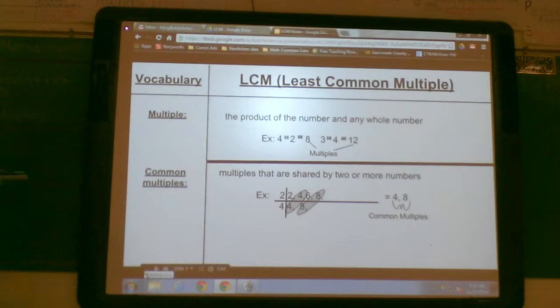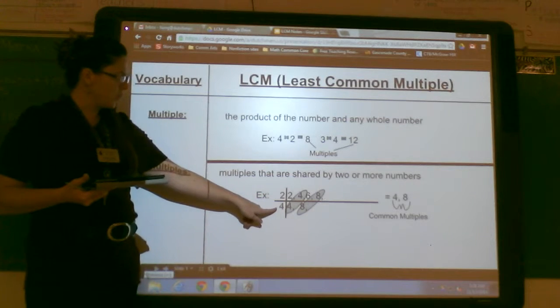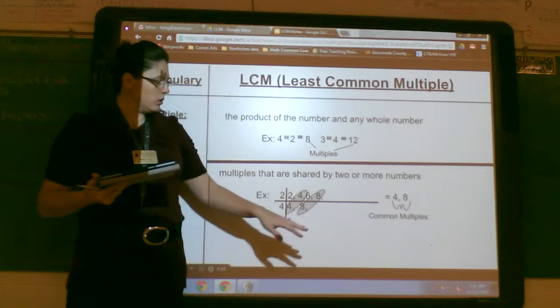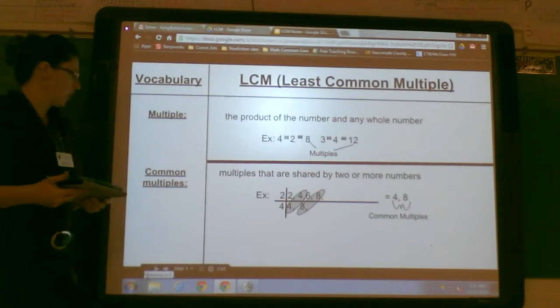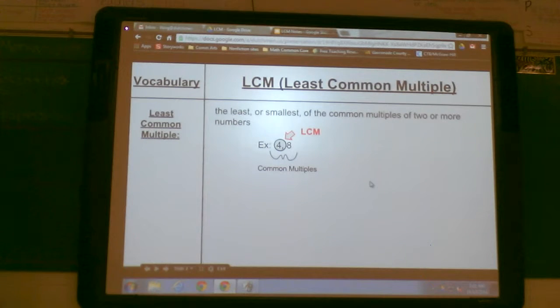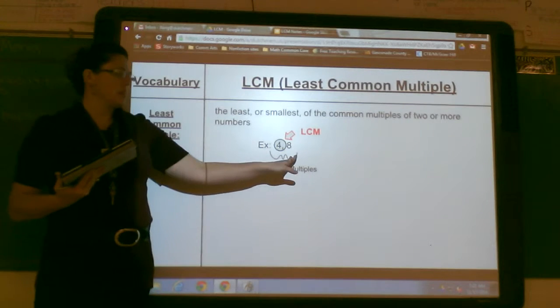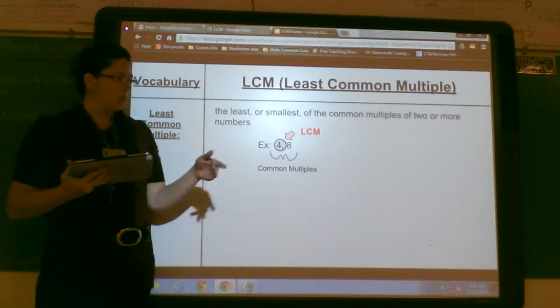Common multiples are multiples that are shared by two or more numbers. So for example, if we use the numbers 2 and 4 and we list out all their multiples, the ones that they have that are the same are common multiples. And then finally we have least common multiple. So out of all the multiples that they have in common, the smallest one is your least common multiple.